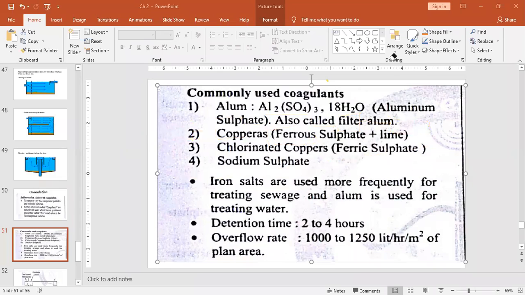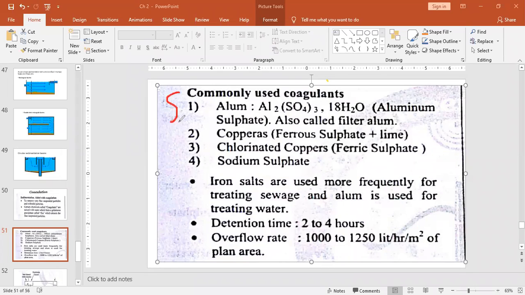to 4 hours. Okay, and the overflow rate is in the range of 1000 to 1250 liter per hour per meter square for a plan area. So simply you remember only this part, you can copy. Only this part you can copy.